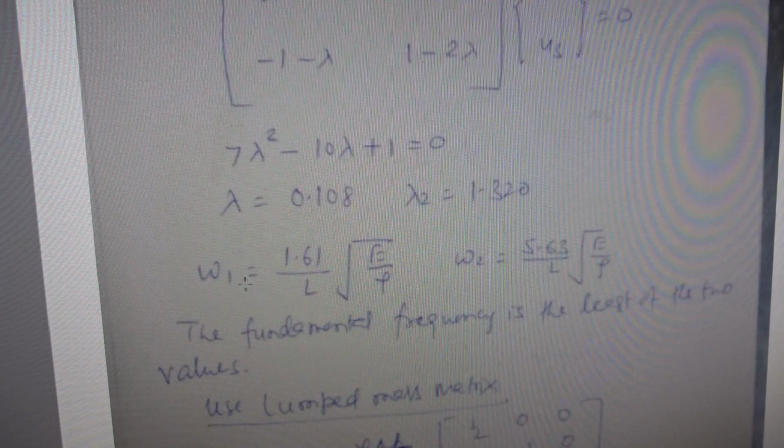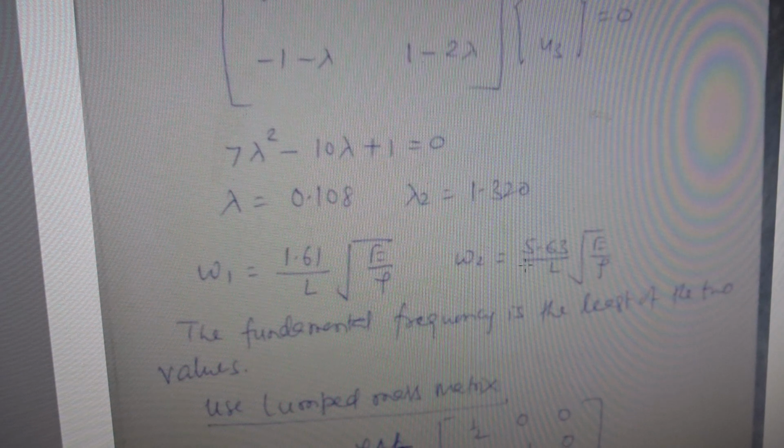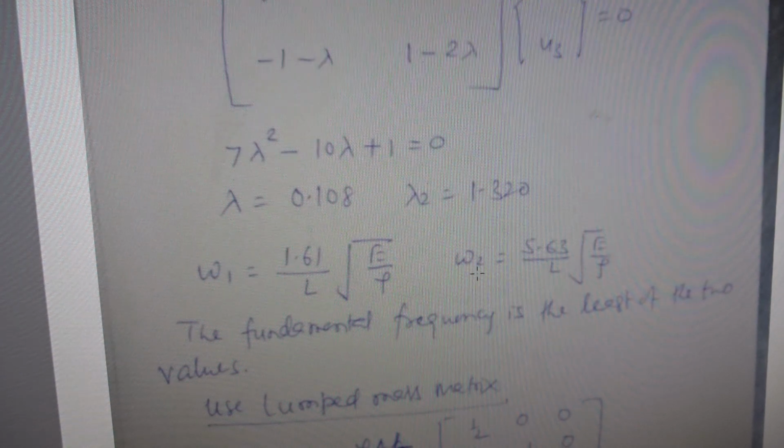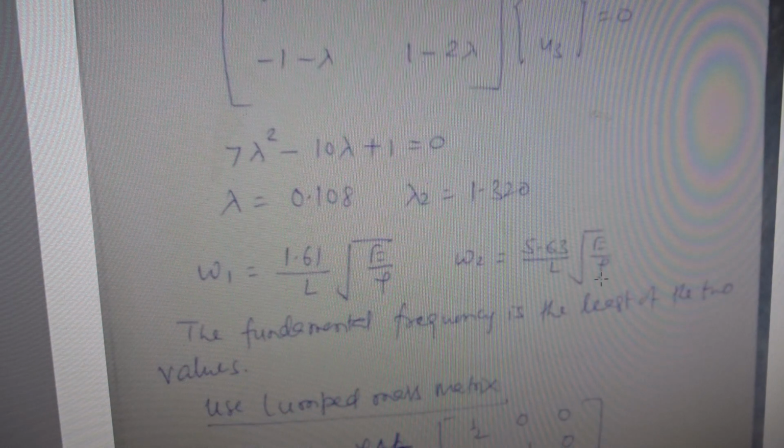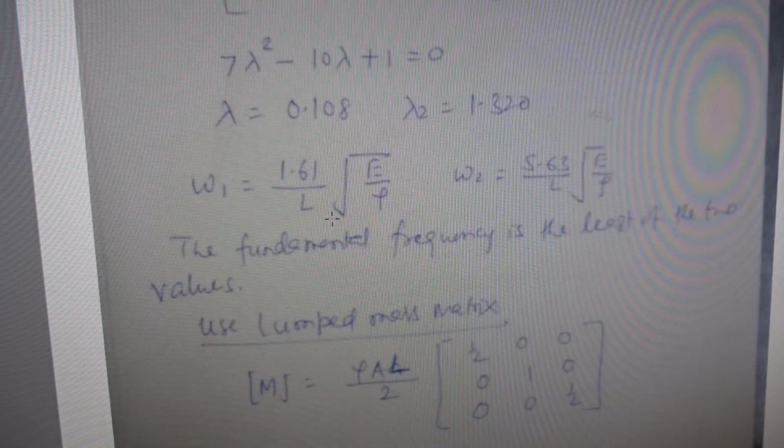So when you solve for omega 1, that is the natural frequency, it is 1.61 by L, root under E by rho, and omega 2, the second natural frequency, is 5.63 root under E by rho. This denotes the first mode, and this denotes the second mode. The fundamental frequency is the lesser of the two values. So the minimum value of the two frequencies is known as the fundamental frequency. So omega 1 gives the fundamental frequency.